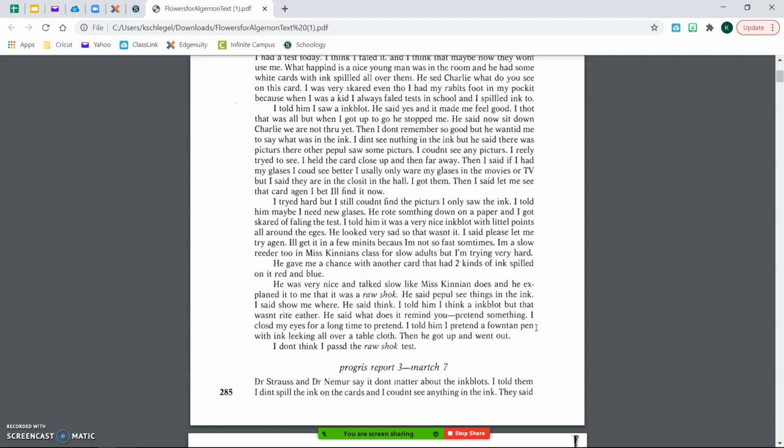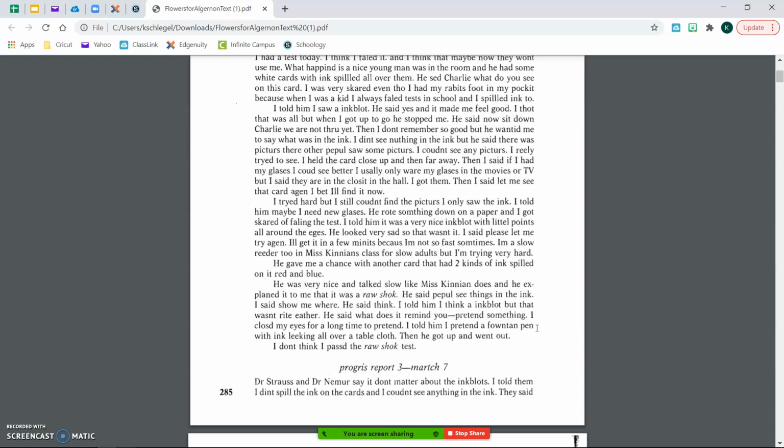He said, what does it remind you? Pretend something. I closed my eyes for a long time to pretend. I told him I pretend a fountain pen with ink leaking all over the tablecloth. Then he got up and went out. I don't think I passed the Rorschach test.